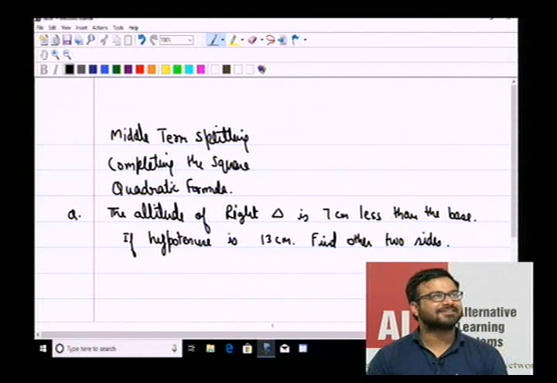Anybody got the answer? From the Shillong Center? Hypotenuse is given to you. You just have to relate the base and the perpendicular, and then apply the Pythagoras theorem.